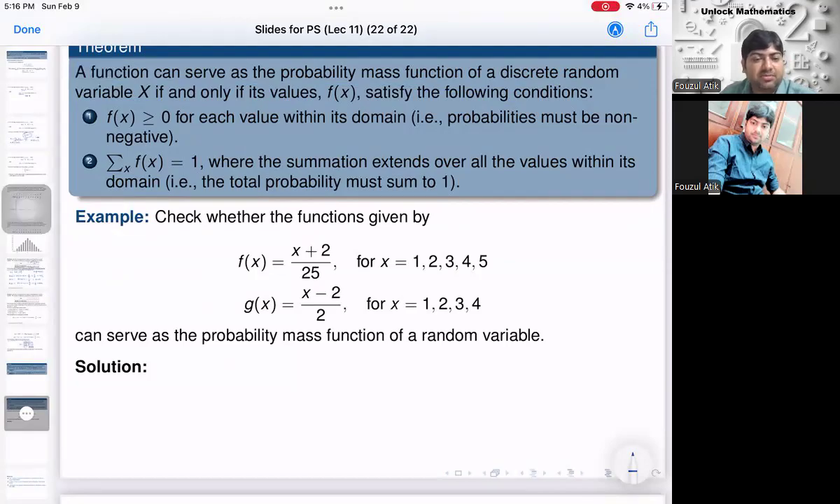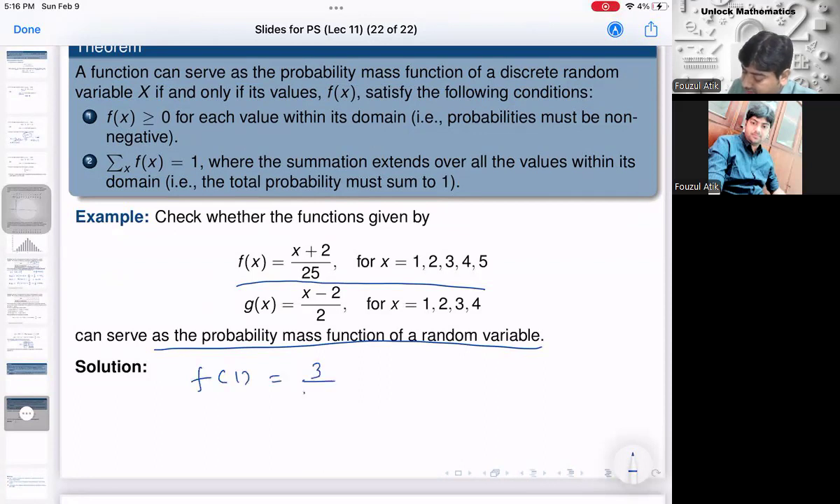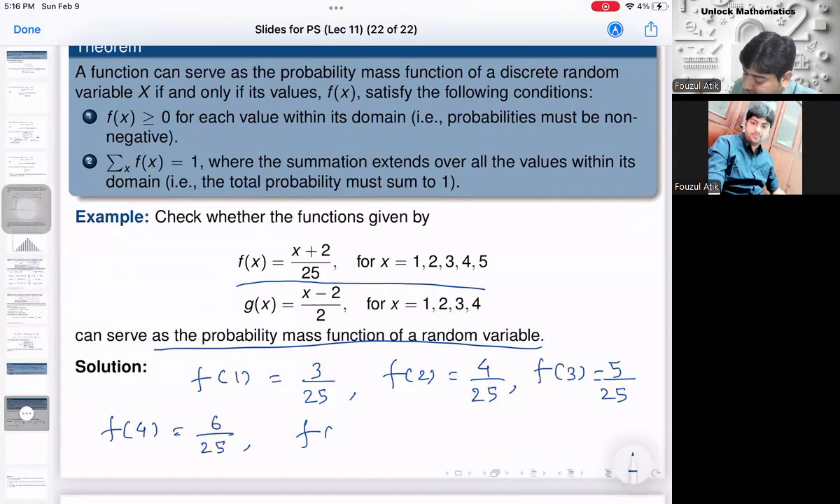Check whether the function given by f(x) equal to (x plus 2) divided by 25, where x equals 1, 2, 3 up to 5, can serve as a probability mass function of a random variable. Now look at the values. f(1) is 3 by 25. f(2) is 4 by 25. Similarly, f(3) is 5 by 25. f(4) is 6 by 25. And f(5) is 7 by 25.